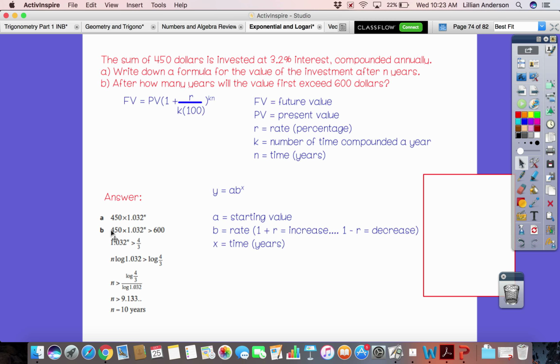So then for B, it asks you how many years until the value will exceed 600. This one's done algebraically. Let's start by setting it greater than 600, dividing both sides by 450, taking the log of both sides and bringing down the exponent, dividing both sides by the log of 1.032, getting your decimal, which is 9.133, repeating. And so then, how many years will it be before it exceeds $600? It wouldn't be 9 years, because at 9 years, you'd probably be just a little less than 600. So the answer would have been 10 years.